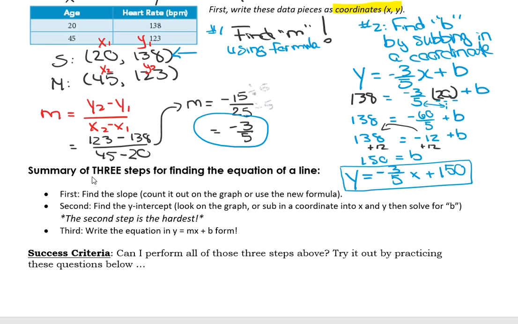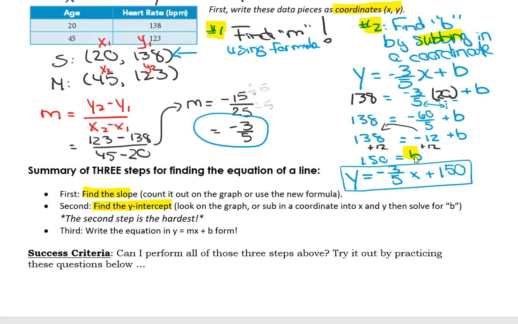So, the summary of the 3 steps for finding the equation of a line. You've done all 3 parts now. First, find the slope. You can either count it out on the graph like we did in part 1, or use the new formula. So that's step 1, to find m. Second is to find the y-intercept. You can either look on the graph if you have a graph to look at, or you sub in a coordinate into x and y, and then you solve for b.